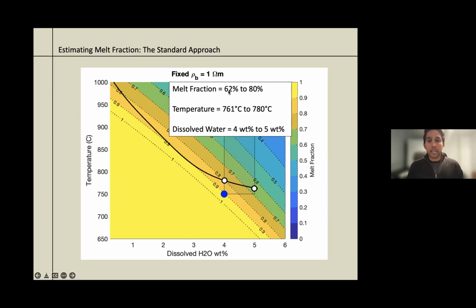And again, you can pull off the same numbers just from this plot, just by taking this line as it crosses through this box, because this box is the bounds that we had. And you get the same numbers, 62% down here to 80% up here. And you've also constrained the temperature, as you can see.